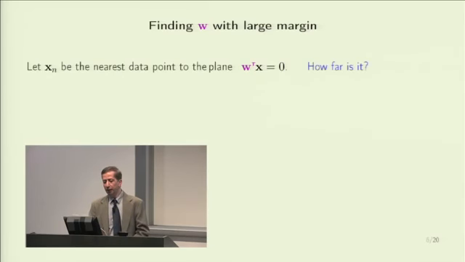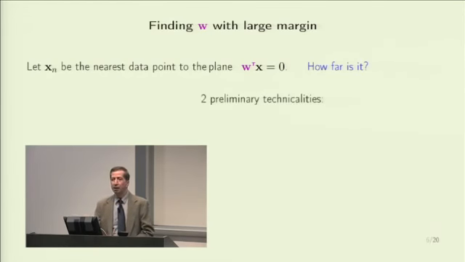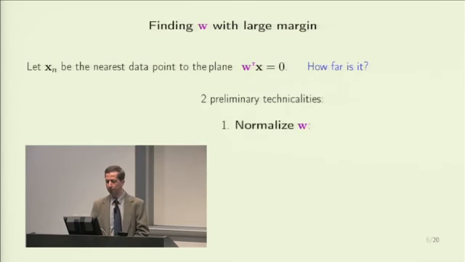We'd like to estimate that. And we ask ourselves, if I give you W and the x's, can you plug them into a formula and give me the distance between that plane that is described by W and the point xn? I'm now taking the nearest point because then that distance will be the margin that I'm talking about. Now, there are two preliminary technicalities that I'm going to invoke here, and they will simplify the analysis later on. So here is the first one.